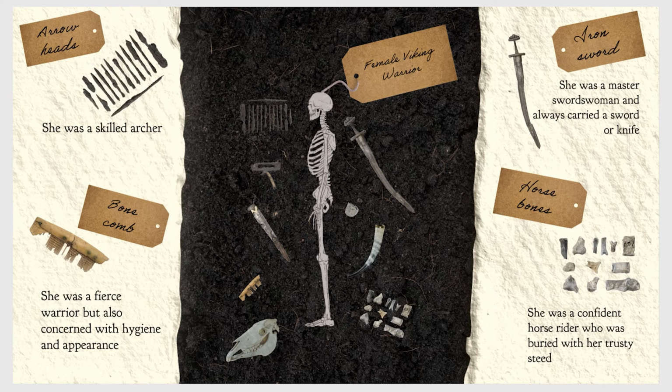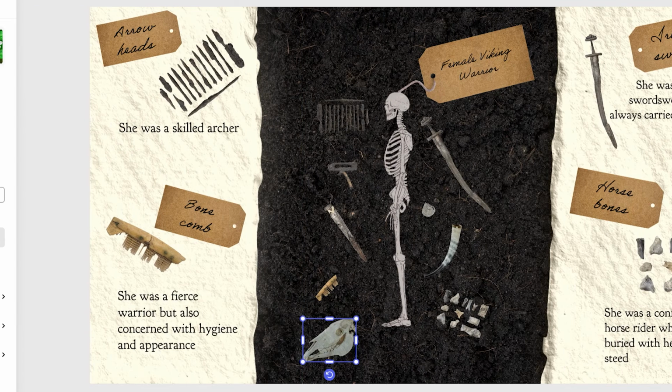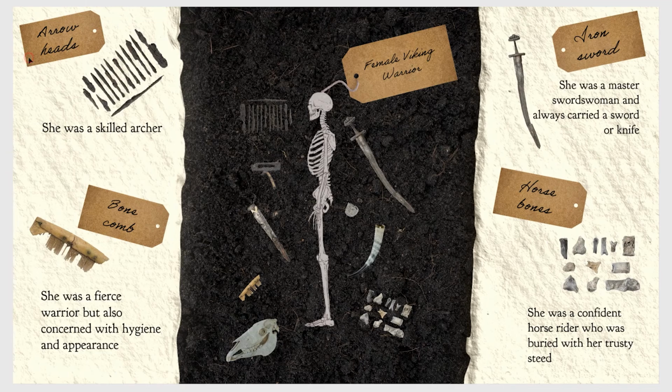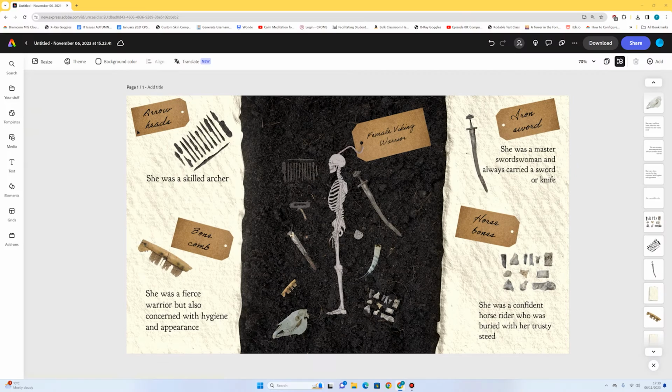So I've got some horse bones there that I've found from that Wikimedia Commons page. But I've also added a horse skull here. I just went to elements and searched for horse skeleton and that came up. So I've just added that in as well as a little extra. So there you go. That's my burial of my female Viking warrior.